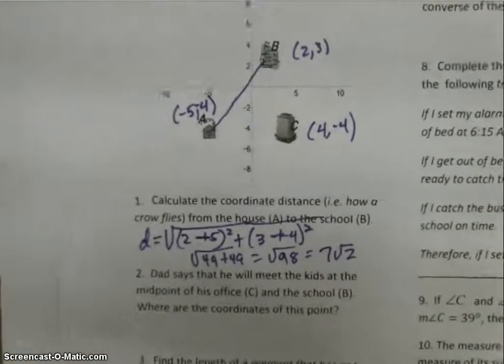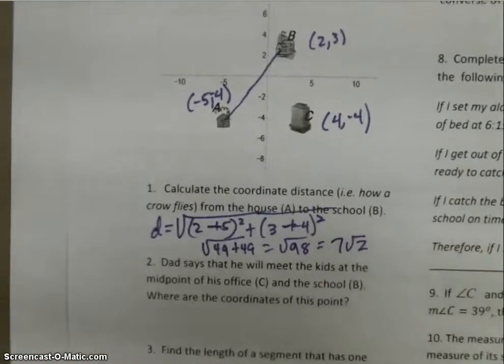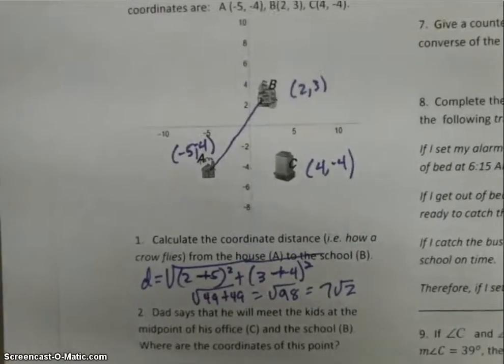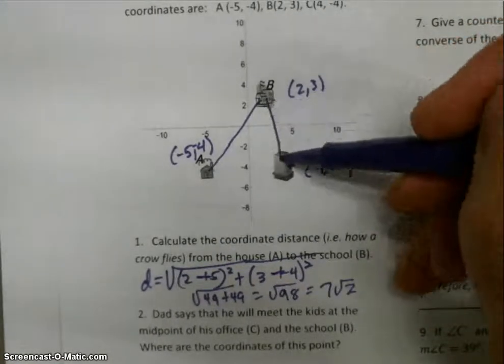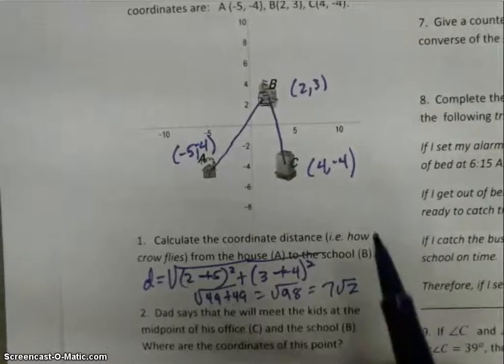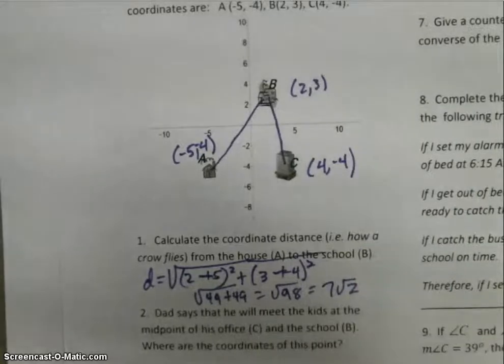The second question says, Dad says that he will meet the kids at the midpoint of his office, C, and the school, B. What are the coordinates of that point? So we're finding the midpoint of C and B. In my drawing, that's just in between here. And the midpoint of those 2 points, we would use the midpoint formula.